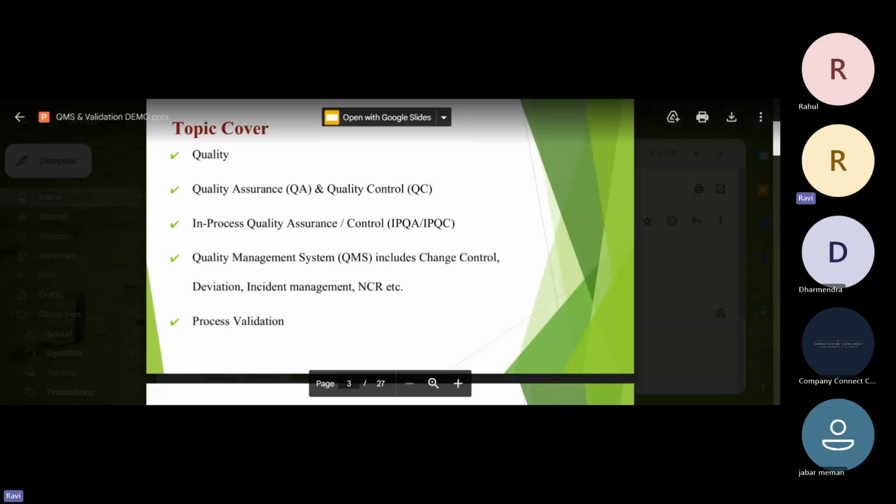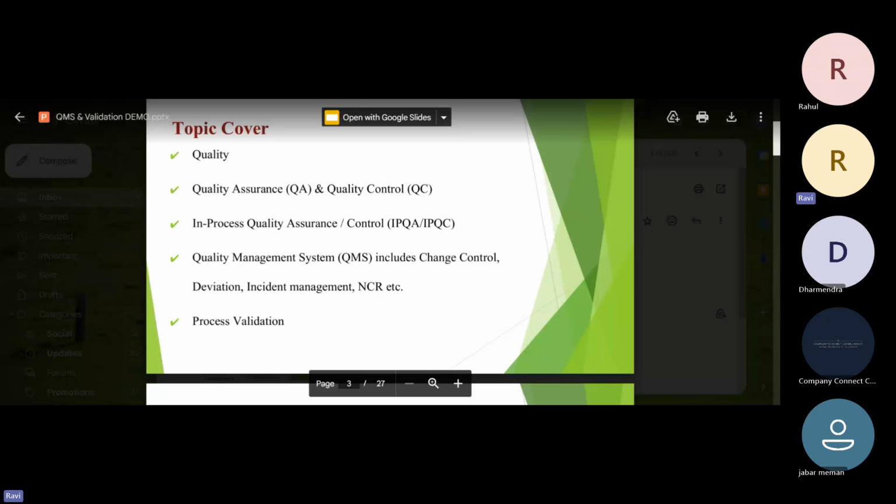Deviation or incident management: deviation is the older terminology. In deviation, there will be a planned deviation or an unplanned deviation. An unplanned deviation we can call an incident management. Now, coming to NCR, that is a non-compliance report. Suppose any observation has been identified with respect to procedure or practices, where we have departed from the set procedure or set standards, we call it an NCR.